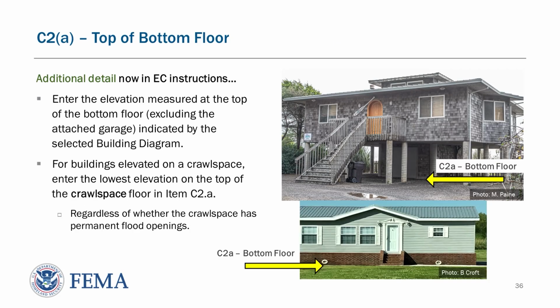Section C2A records the same bottom floor just as before, but now has additional instructions for clarity. In Section C2A, enter the elevation measured at the top of the bottom floor, excluding the attached garage. Enclosures used for parking are recorded in C2A. For buildings elevated on crawl spaces, enter the lowest elevation at the top of the crawl space, regardless of whether or not the crawl space has permanent openings.